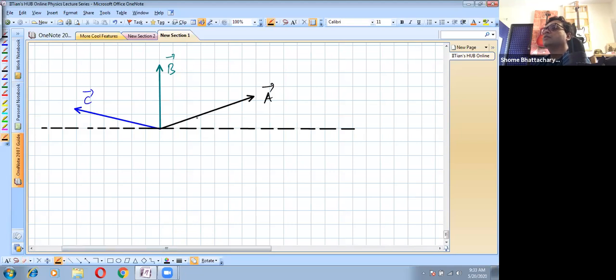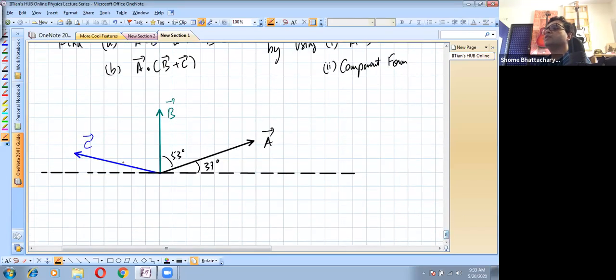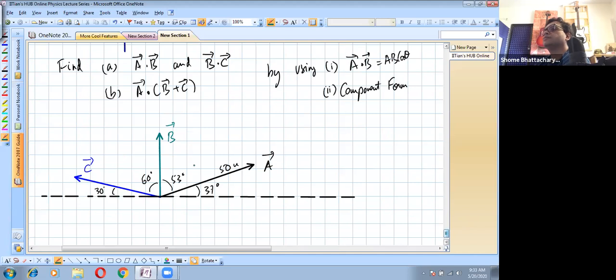You can see that this angle was given to us as 37 degrees. That means the angle between A and B becomes 53 degrees. And also for C, this angle was given to us as 30. So the angle between B and C becomes 60 degrees. Also the magnitude of A was 50 units. The magnitude of B was 20. And the magnitude of C was again 20 units.